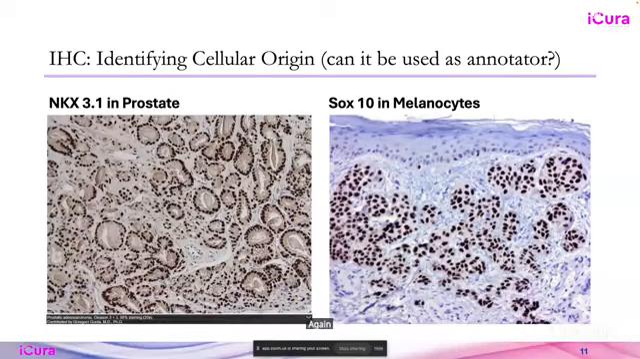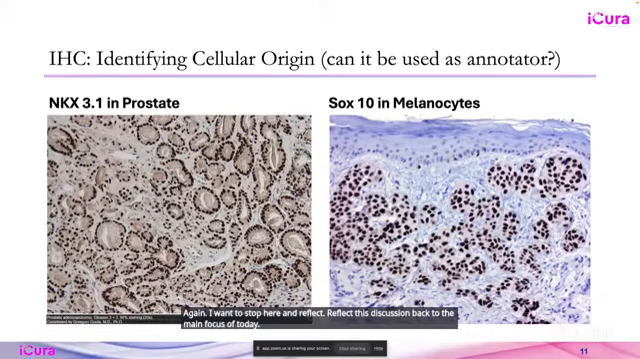Again, I want to stop here and reflect this discussion back to the main focus of today. IHC markers show a color different from hematoxylin and eosin, so they also become an interesting target for AI algorithm development. So that's the purpose here.